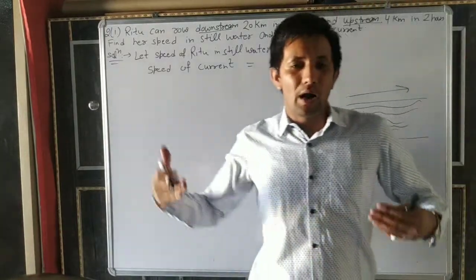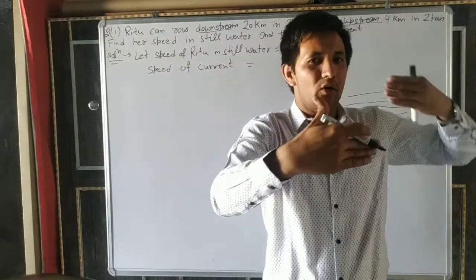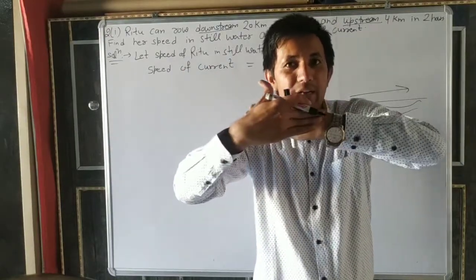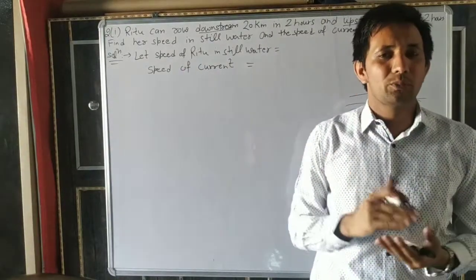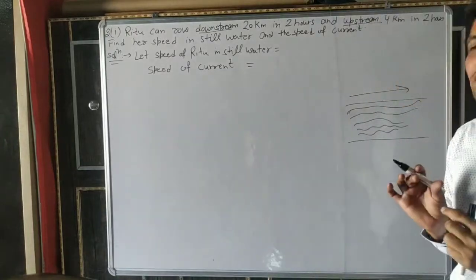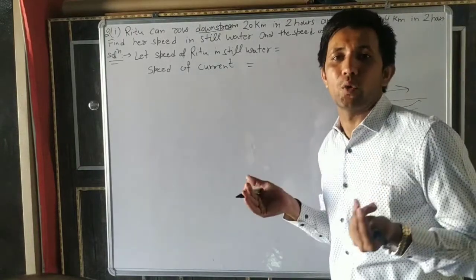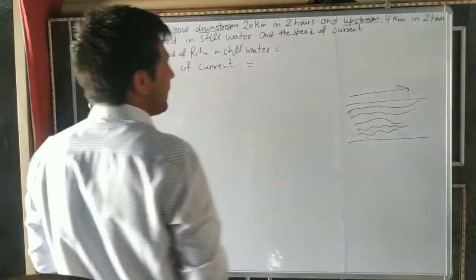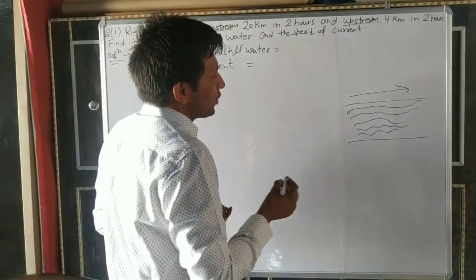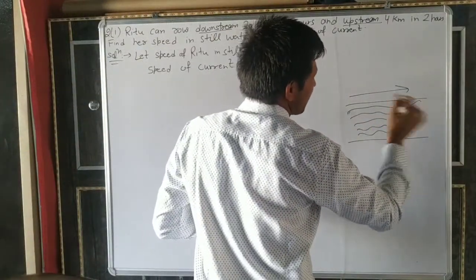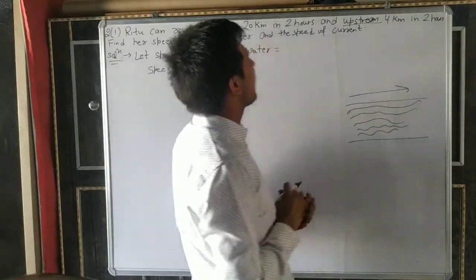But water is going in this direction and you are going in this direction, so your speed of swimming is decreased. It is very difficult to swim in this direction. So always remember, downstream is in the same direction as the water.